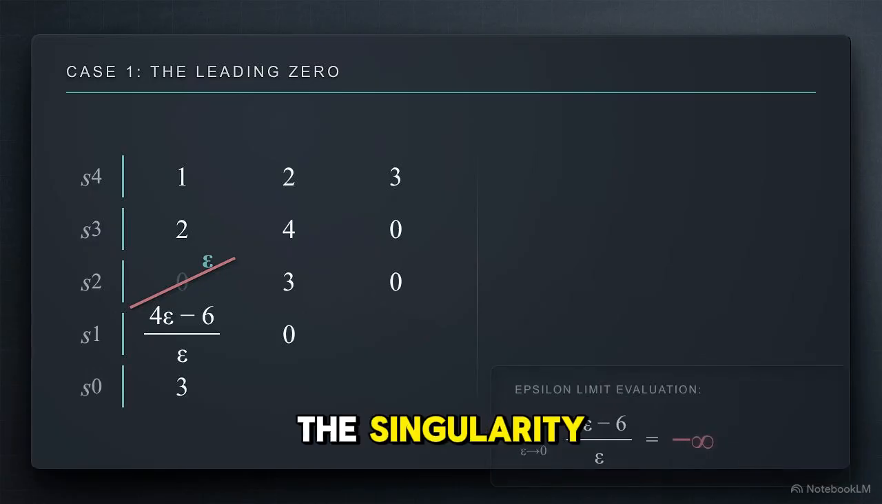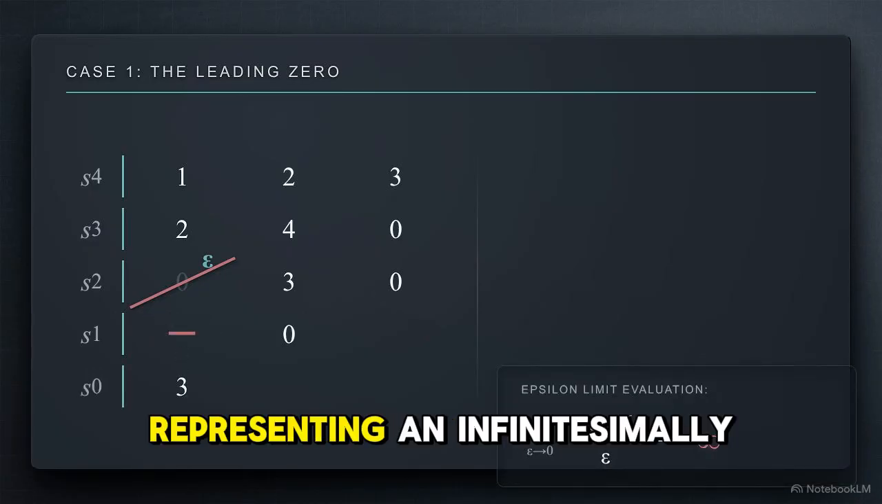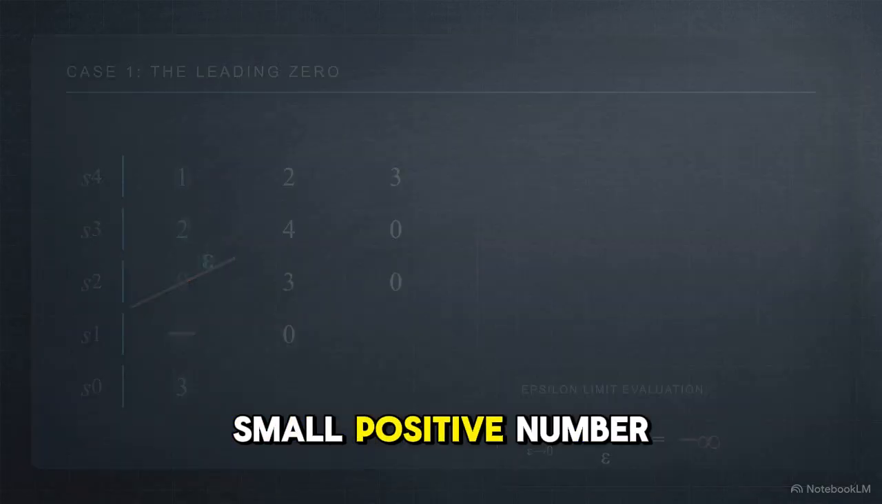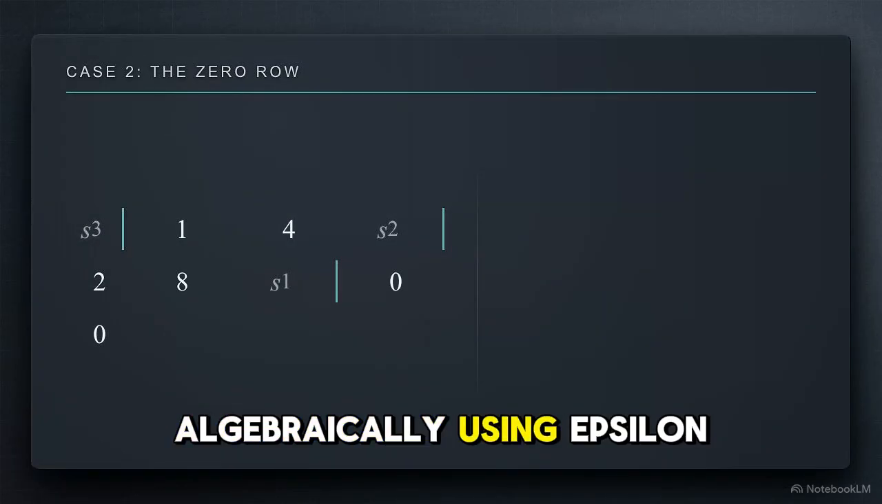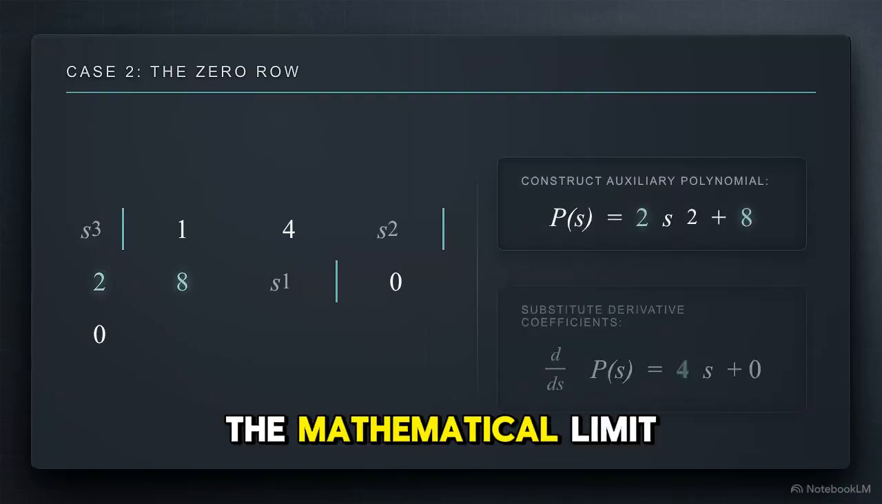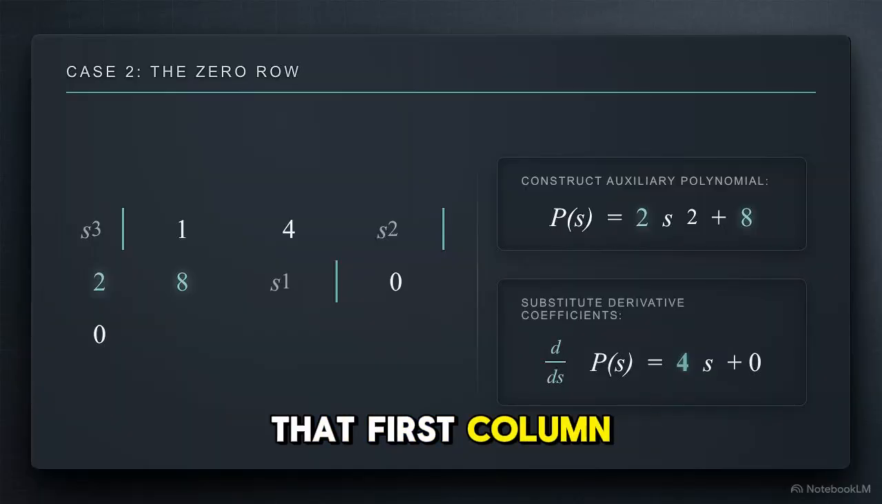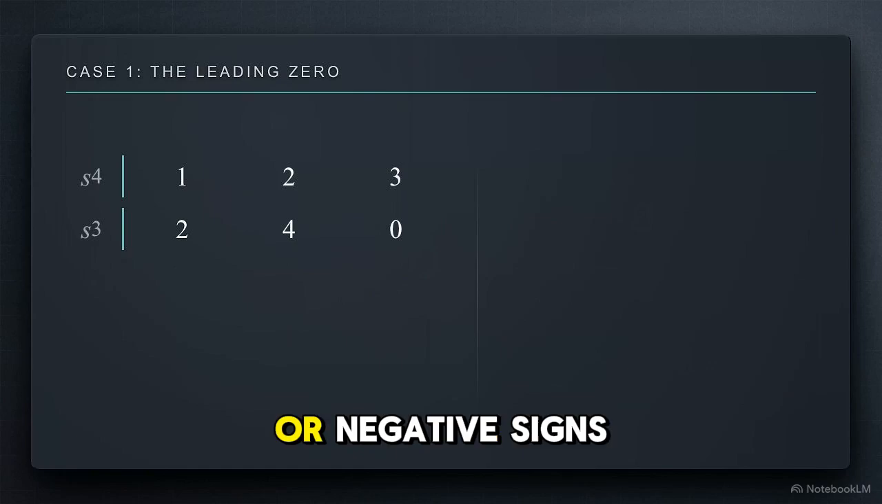To bypass the singularity, engineers simply replace that leading 0 with epsilon, representing an infinitesimally small positive number. This allows the matrix calculations to continue algebraically, using epsilon in place of the 0. Once the entire table is filled out, you evaluate stability by taking the mathematical limit of the expressions in that first column as epsilon approaches 0. This reveals the final positive or negative signs needed to count the right-hand poles.